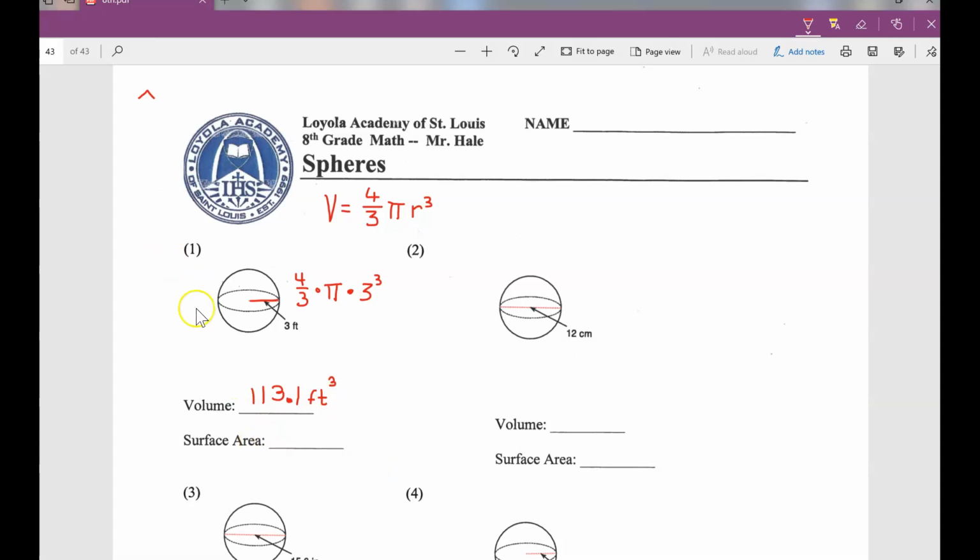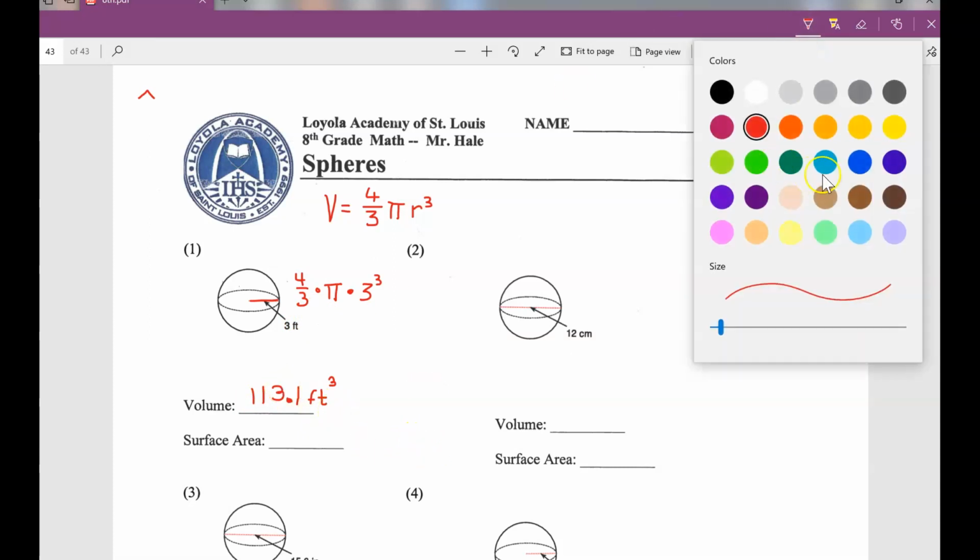So the approximate volume of number 1 is 113.1 cubic feet. Please note that, depending on the calculator you're using, you might have slightly different calculations of 4/3 times pi. If you're using the pi button versus 3.14, or if you manually put in 3.14159, variations in how you enter pi into the calculator mean the volume that you get might be slightly different than the volume I get. So as long as you are around 113, you're good to go.